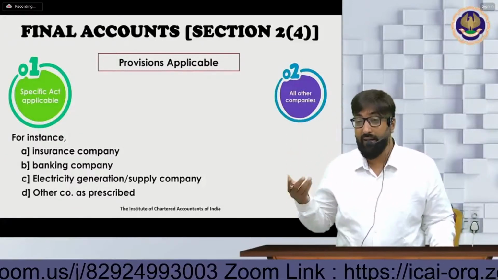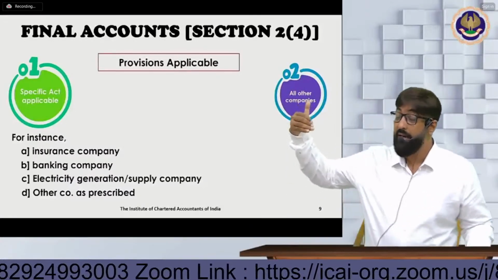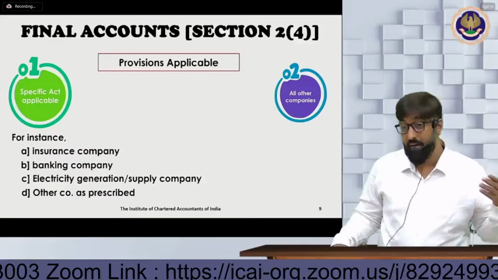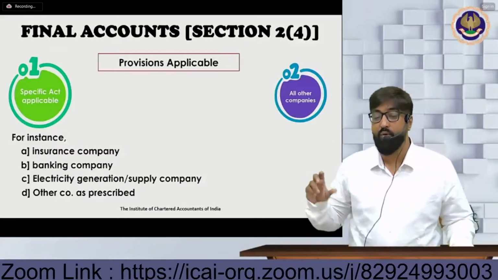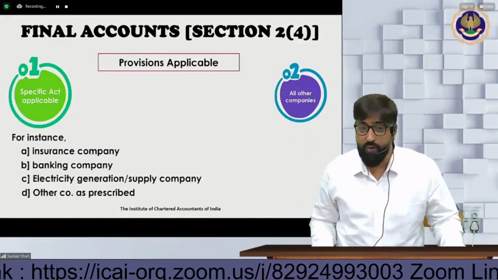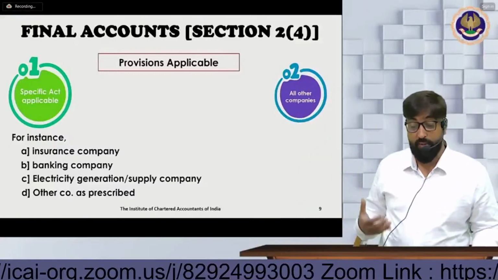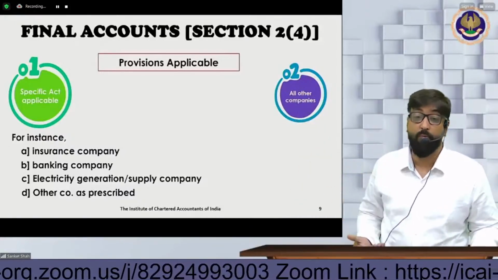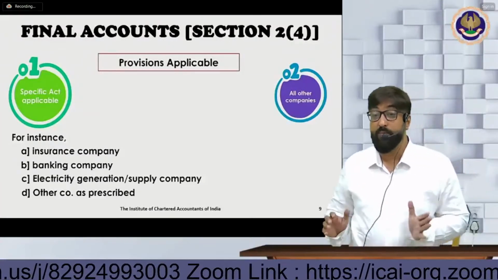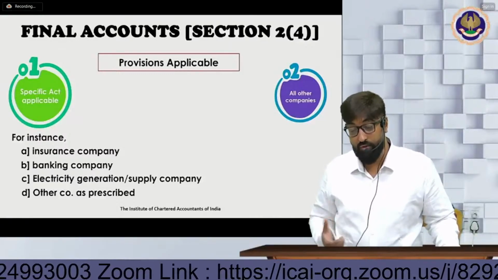For example, in a banking company, there is a pro forma called CRDBO: capital, reserves and surplus, D for deposits, B for borrowings, then other liabilities. And on the asset side, there is a shortcut, beta. Now it is removed from your syllabus, but there are certain different types of pro formas. Banking company, insurance company, electricity company have their own pro formas. Therefore a specific act is applicable for such companies' final accounts.